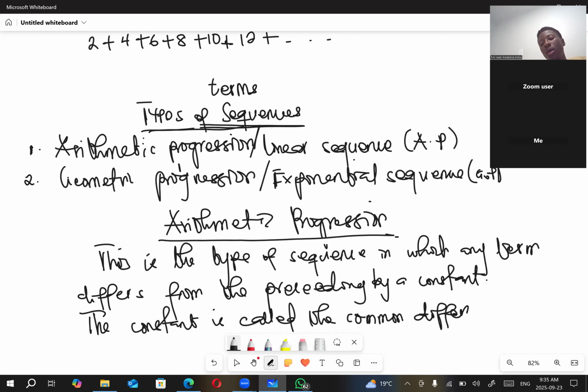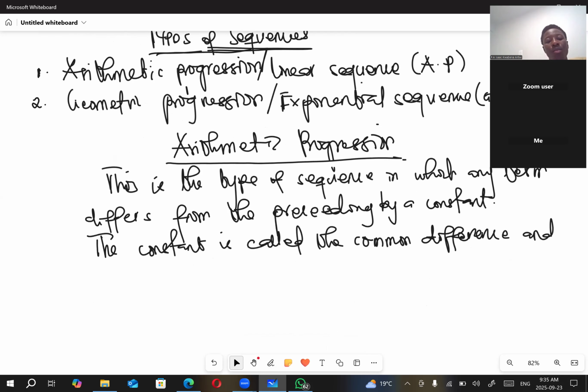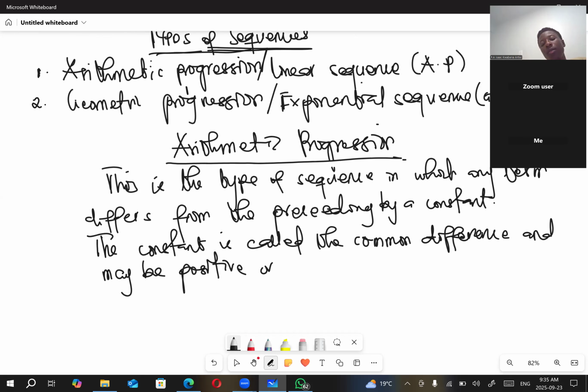And it may be positive or negative. Move on. Yes. Okay, so that's it. I just wanted you to know. Most of the examples touched on arithmetic progression, but yeah, we'll look at that.